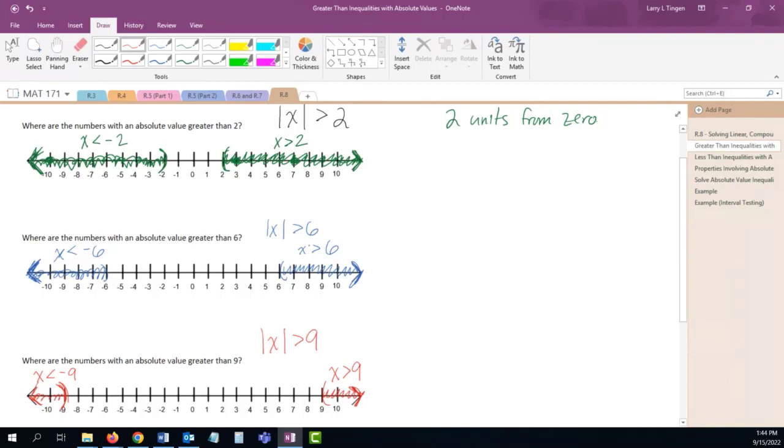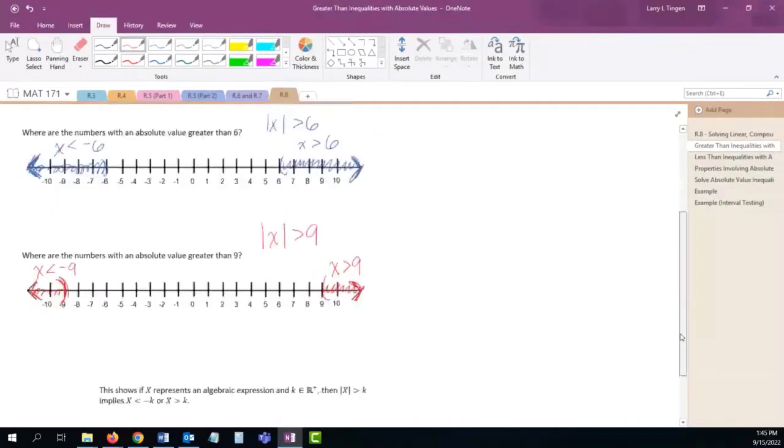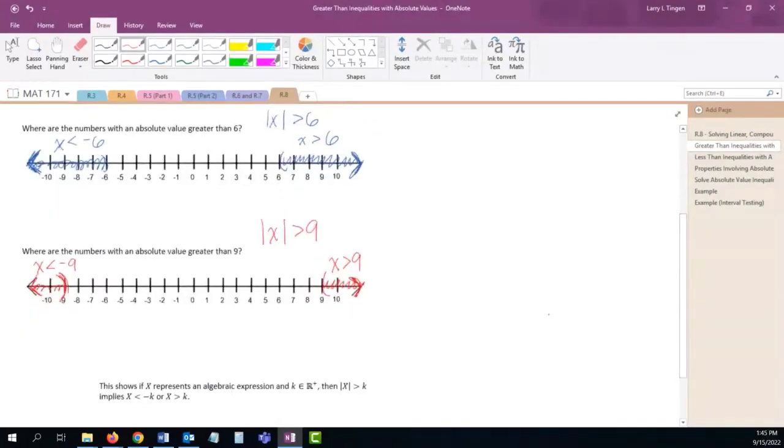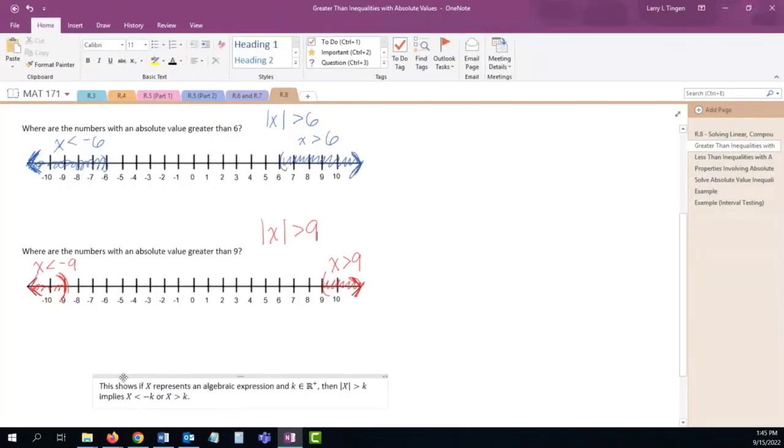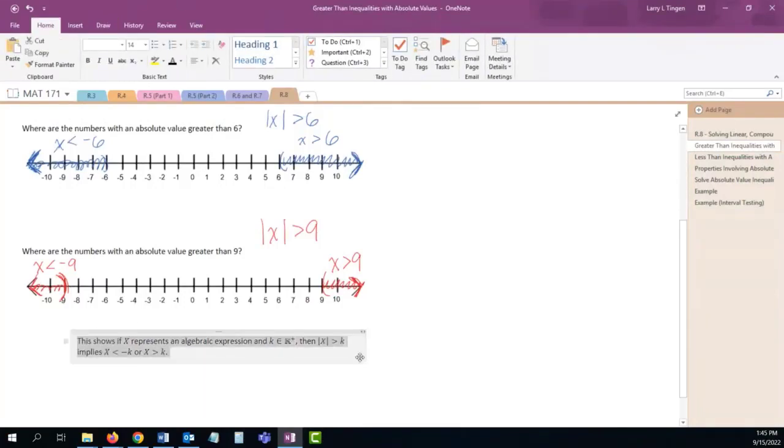Absolute value of x is greater than 6: x is greater than 6, or x is less than -6. Absolute value of x is greater than 9: x is greater than 9, or x is less than -9. All right, so there's the generalization here at the bottom, and I've written it out in mathy terms because you all are smart and mathy terms are fun.